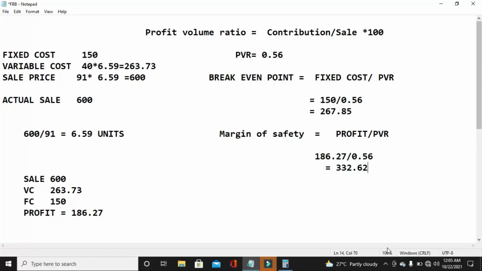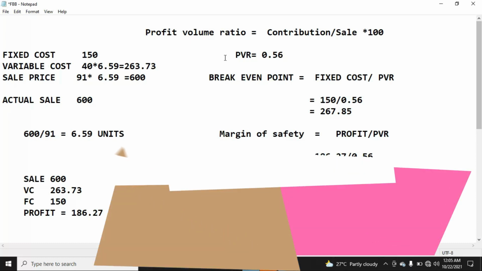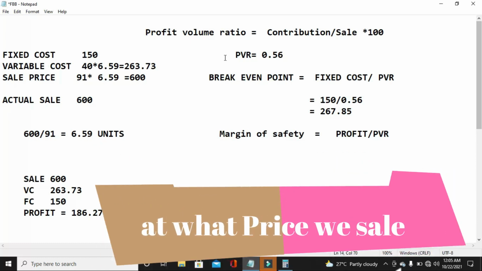Okay guys, now we will calculate selling price per unit. As I said earlier, profit volume ratio is an amazing formula that helps us in many calculations. We have calculated break-even point and margin of safety. Now we will calculate selling price per unit, meaning what price we should select for a particular unit which we are going to sell. Now it is time to determine the price of that unit which we have manufactured in our factory or in our firm.